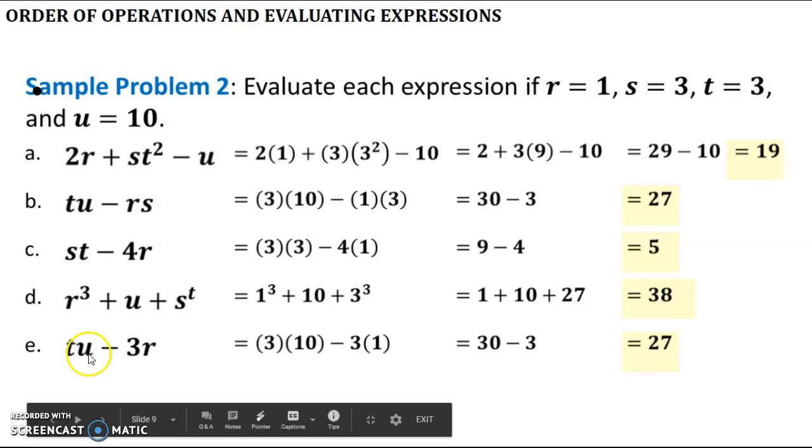And then t times u, t is 3, u is 10, so 3 times 10 is 30, minus 3 times r. R is 1, and the 3 is negative because of that minus symbol there, so negative 3 times 1 is negative 3. 30 minus 3 is 27.